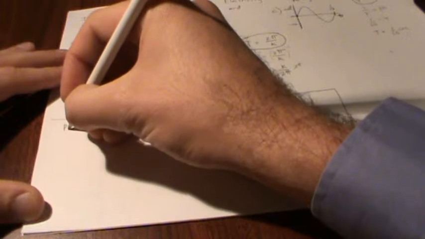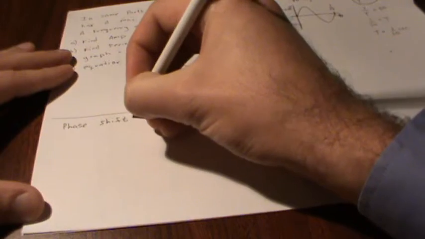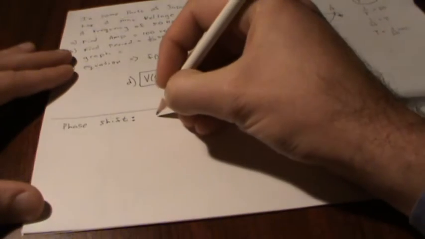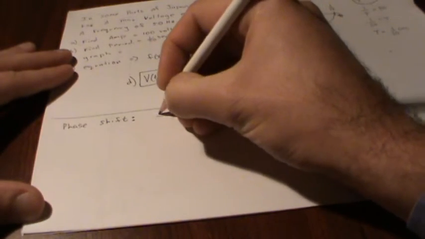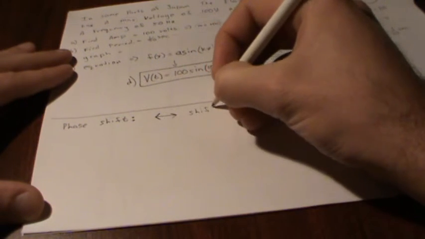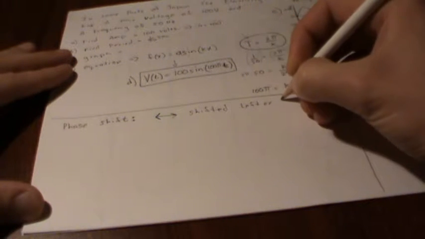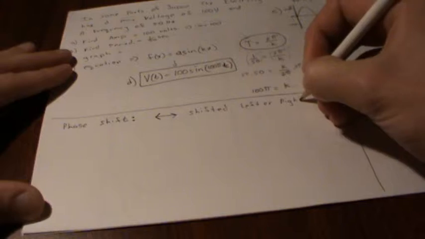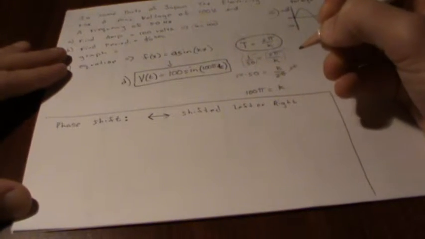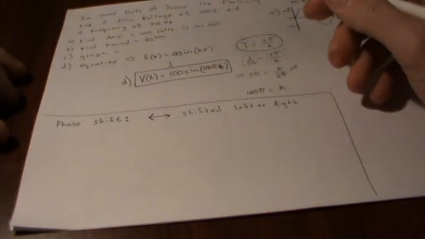Phase shift is basically how much it's been shifted to the left or right. Okay, so we can take a cosine or a sine or something like that, and we can say that it's been shifted to the left or the right.